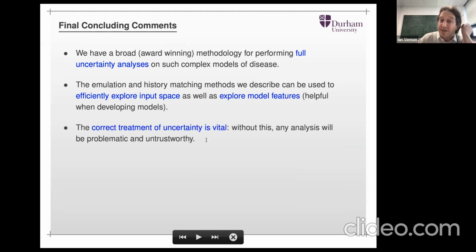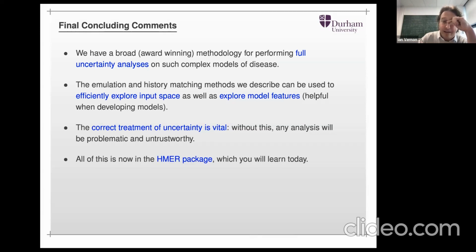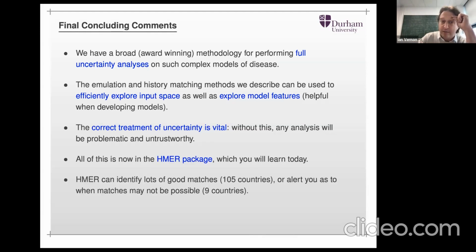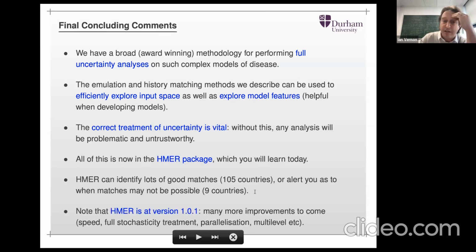The correct treatment of uncertainty is vital. Without this, any analysis will be problematic and untrustworthy. If those errors aren't quite right, it undermines the meaning of your analysis. So all we'd say is do take care about your error specifications. All of this is now in the HMER package, which you will learn today. HMER can identify lots of good matches, like those 105 countries, or alert you as to when matches may not be possible, as we just saw, which happened in those 9 countries in the attached papers.